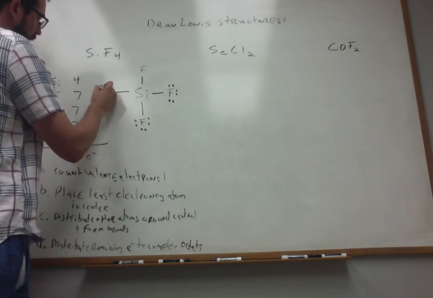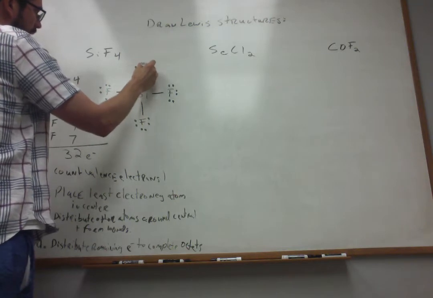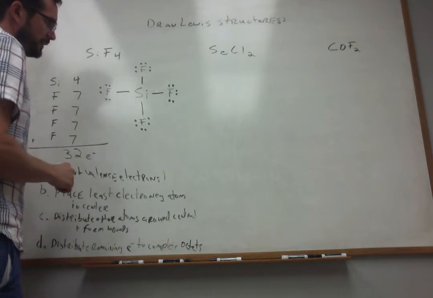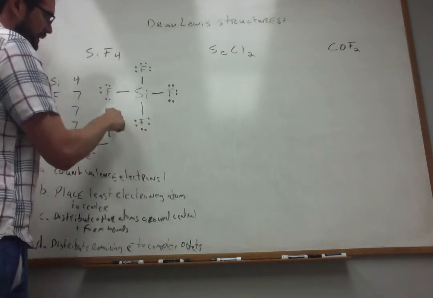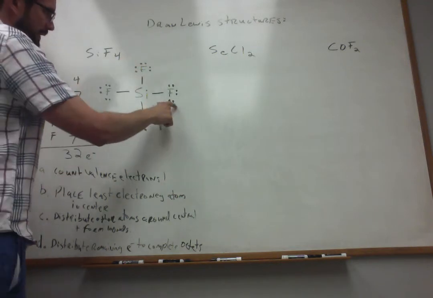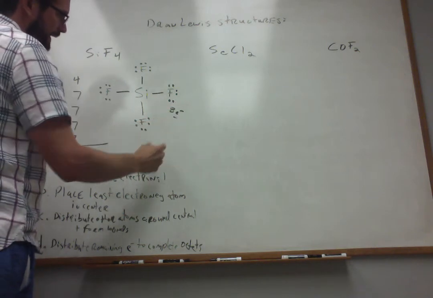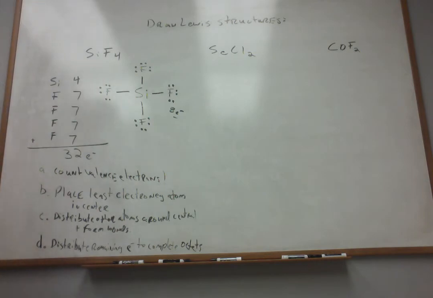So, we're going to have to complete the octets for fluorine. Now notice what I did in each case is I drew 1, 2, 3, 4, 5, 6 dots around each fluorine. 6 dots plus these 2 make 8 electrons. Each dot is representative of an electron.